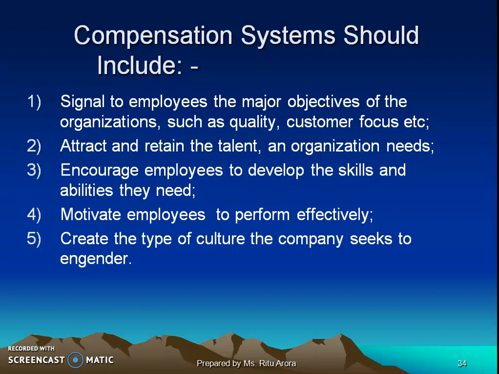When we talk about a compensation system, it should include, first, a signal to employees that the major objectives of the organization, such as quality and customer focus, are met. The second most important part is to attract and retain the best talent, as per the organization's needs. Then, to encourage employees to develop the skill set and abilities as per the requirements of the employer, as well as their own requirements, to be absorbed by the employer in a better manner, to motivate employees to perform effectively and efficiently, and to create the type of culture the company seeks to engender.